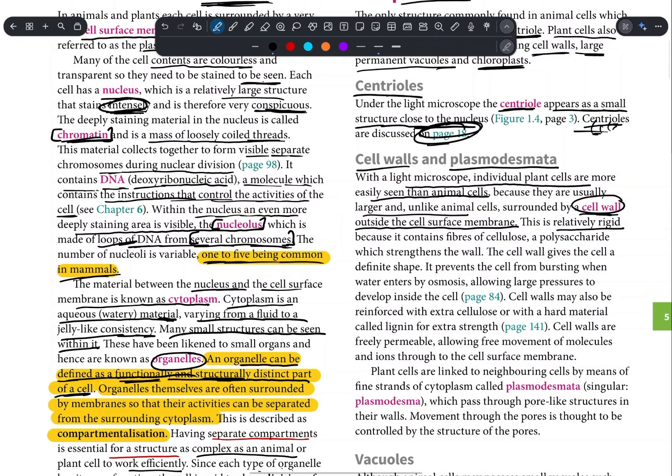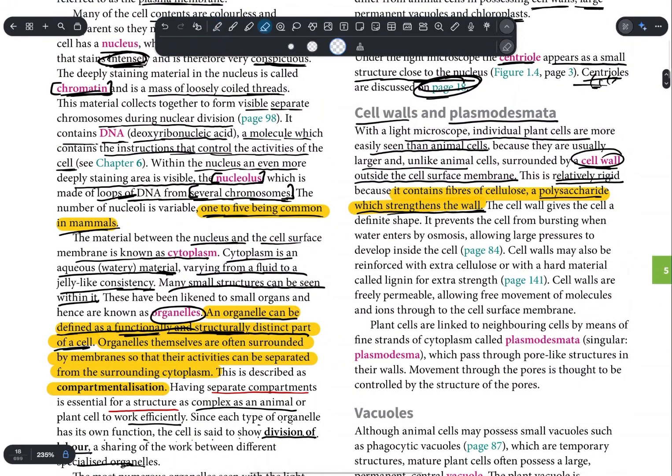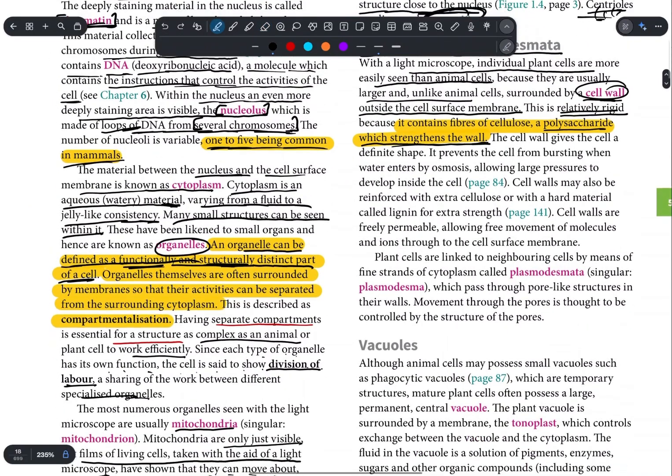Cell walls are rigid because they contain fibers of cellulose polysaccharide, which strengthens the wall. It is an important line. What gives the cell wall its strength? The answer is the cellulose fibers and the polysaccharide which strengthens the wall. The cell wall gives the cell a definite shape.